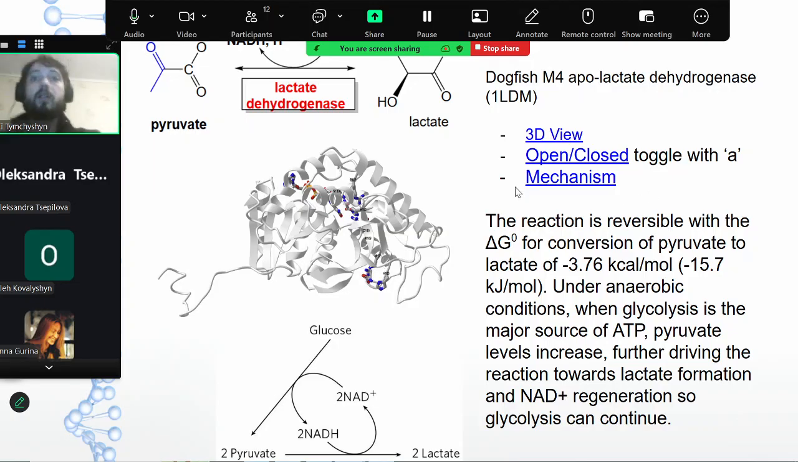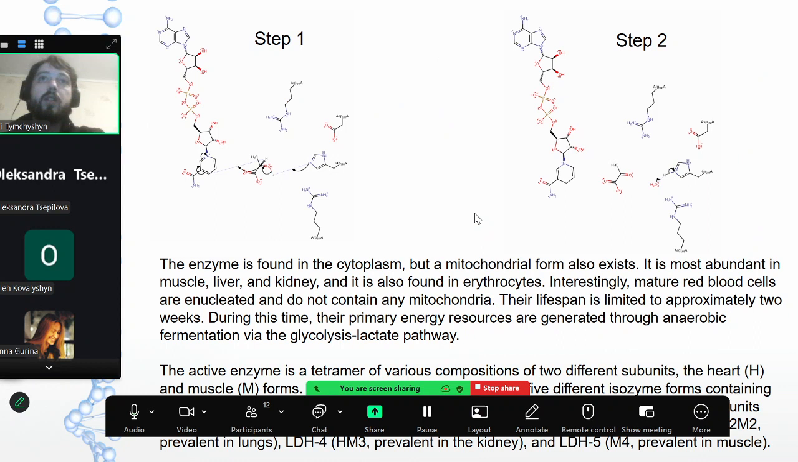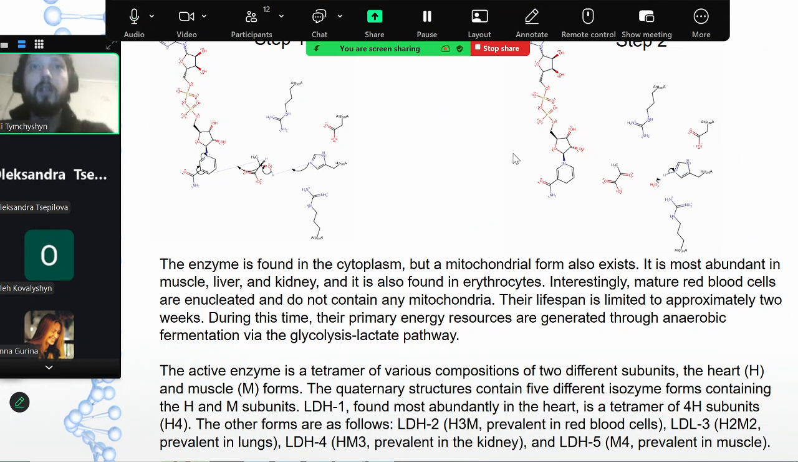Well, the reason is we need to regenerate NAD+, because otherwise the glycolysis pathway will get stuck and we will not be able to obtain any more energy. And that, of course, is no good. We need that energy to move, basically.